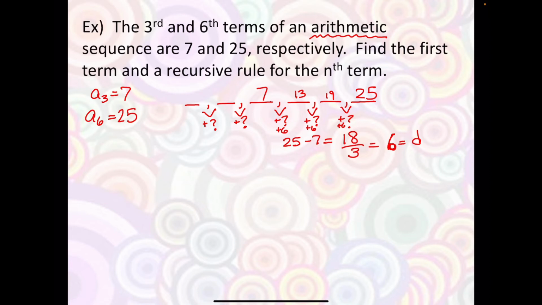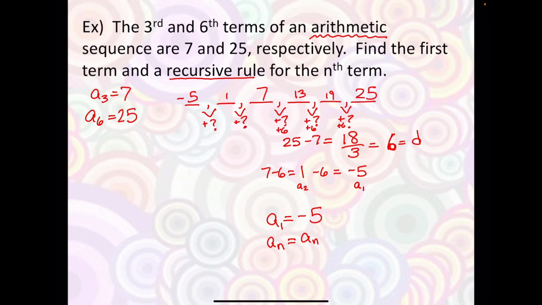All right, now it says I need to find the first term, right? And that's obvious if we have to do the recursive rule. So if I need to get back to the first term, then I need to subtract 6. And this would be term 2. If I subtract 6 one more time, this would be term 1. So that means that my recursive rule would be a sub 1, we just found, is negative 5. And then to find each term after that, we take our previous term and we just add 6.